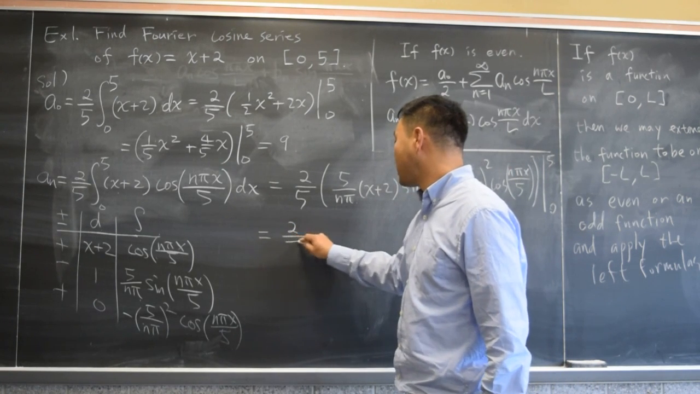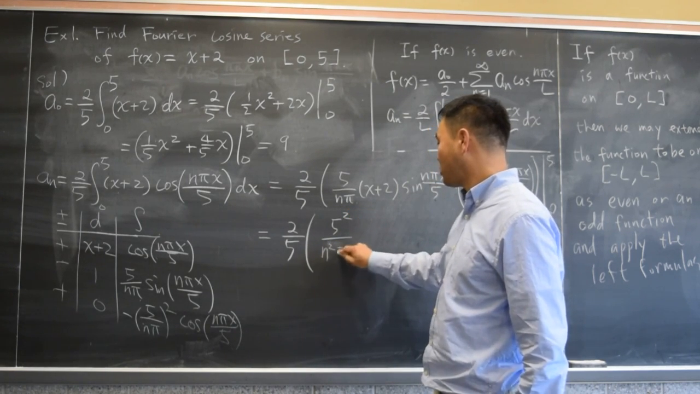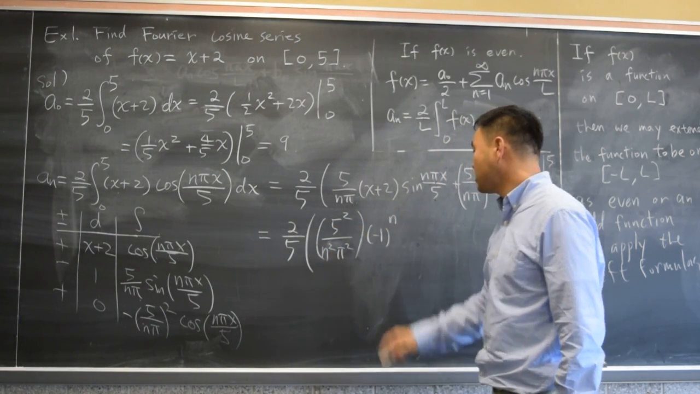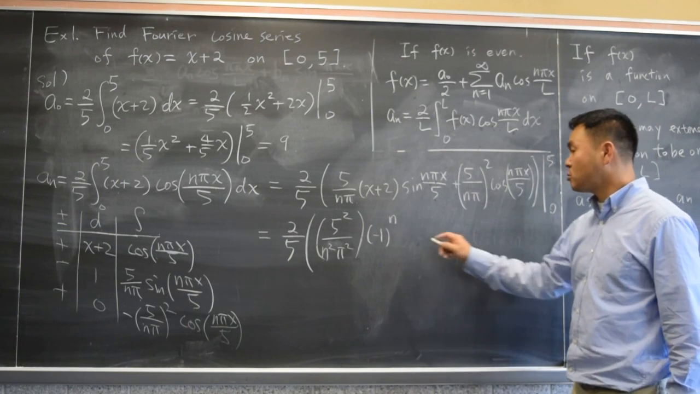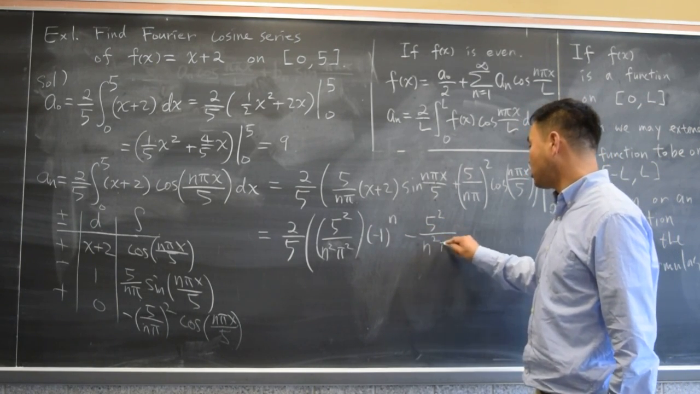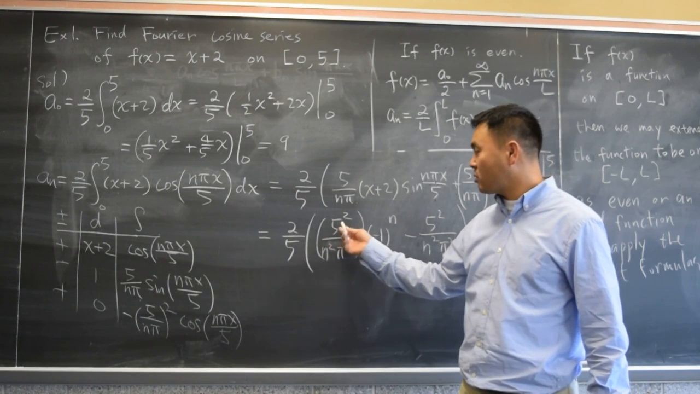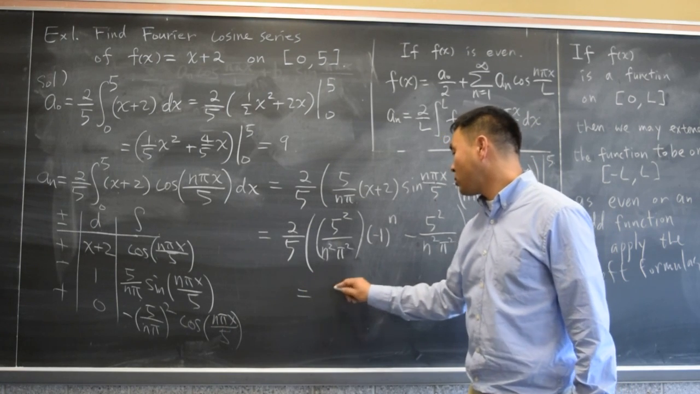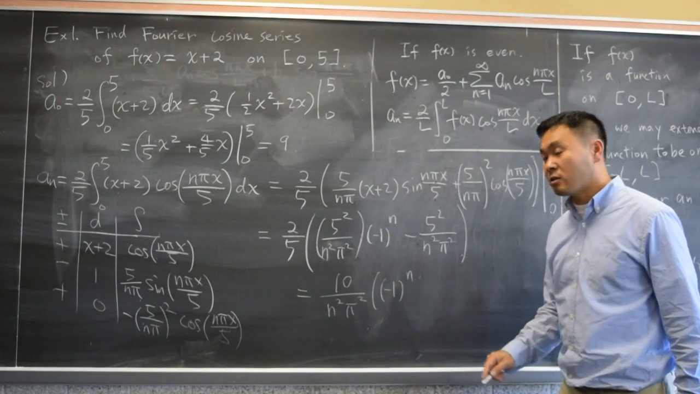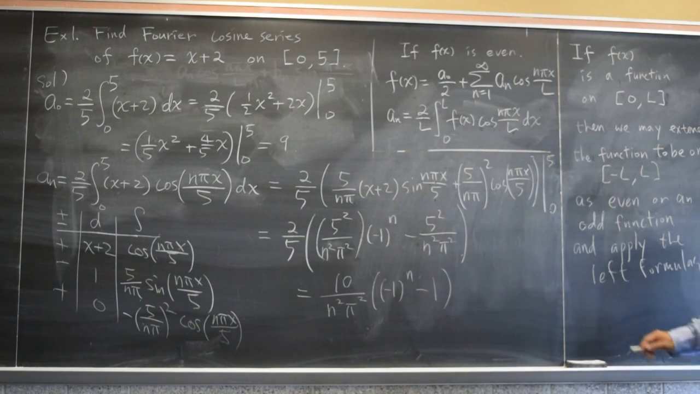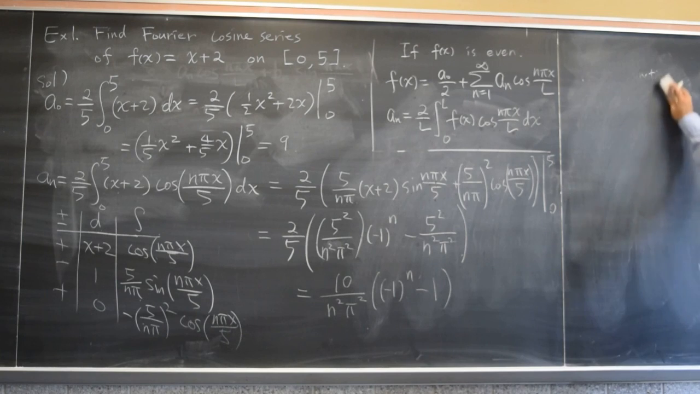So you're going to get 2 over 5, 5 over n pi squared, 5 squared there. I'll just write this as n squared pi squared, times negative 1 to the n power, because you get cosine n pi. What do you get if you plug in 0? What's cosine 0? 1. So you subtract 5 squared over n squared pi squared. And let's see, if you divide by 5, one of the 5s cancels, and 5 is remaining. 5 times 2 is 10. So in both cases, you have 10 over n squared pi squared as a common factor, and you get negative 1 to the n power minus 1. So that's your an.